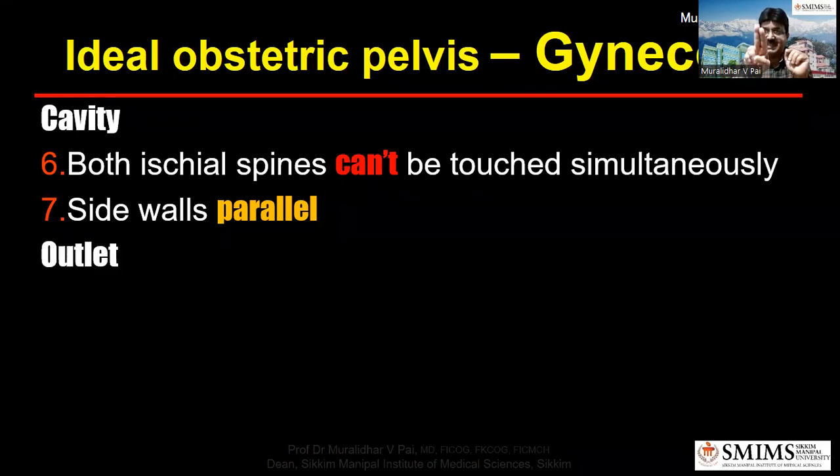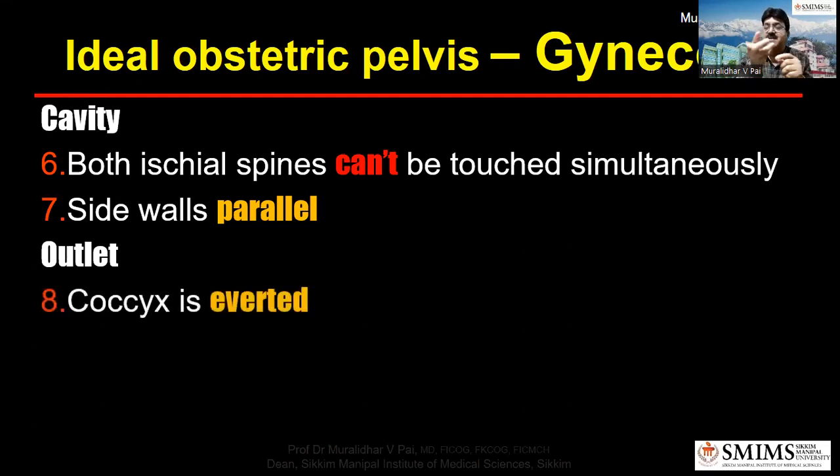Now outlet, as I came down, I hit the coccyx. Coccyx is a part of the outlet. So 2 ischial tuberosities and the subpubic angle, and behind is the coccyx. Coccyx also should be everted. Only if it is everted, it is possible to have a nice round there, as well as in between, that almost diamond shaped outlet. So in between, I should be able to get a round there.